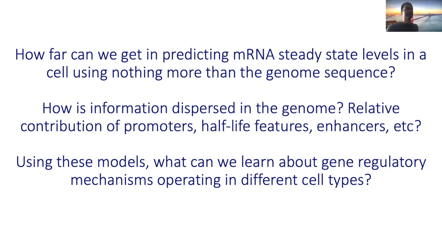The second question I was interested in is simply, how is information dispersed in the genome? What is the relative contribution of promoters, mRNA half-life features, enhancers, or other elements? Is it the case that information is highly centralized at the promoter, or is it largely distributed across distal elements? And the third question I wanted to ask is, using these models, what can we learn about gene regulatory mechanisms operating in different cell types?